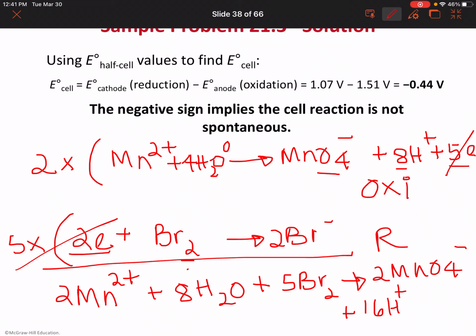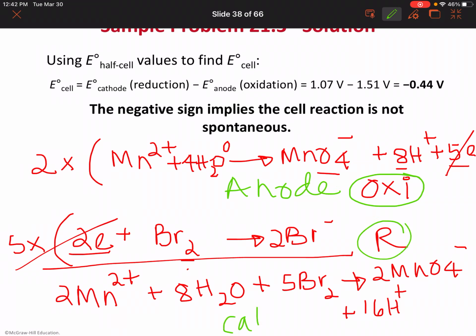Now we need to find out what are their electrode potentials from the appendix. Okay, now tell me which one is the anode, which one is the cathode. Oxidation happens at anode or cathode? Anode. So this is anode. And reduction happens at the cathode. Right? And remember, E-naught cell equals E-naught cathode minus E-naught anode.